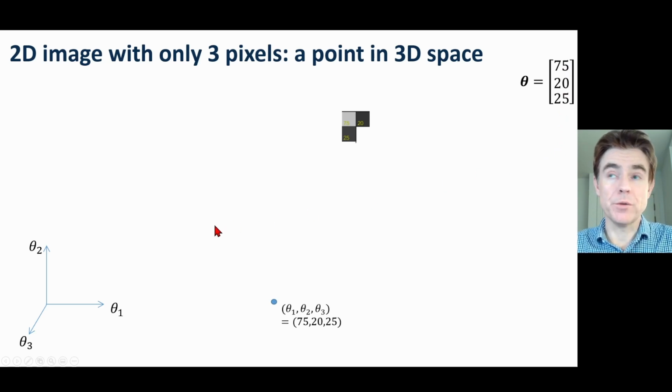And of course, if we've got a vector of 3 elements, that's none other than a point in a 3-dimensional vector space. Okay, so we just have the θ1 axis, θ2 axis, θ3 axis, just take a real number along those axes, and therefore all the possible values of a 3-pixel image just correspond to all the possible locations in a 3D vector space.